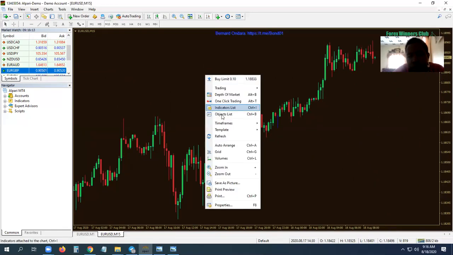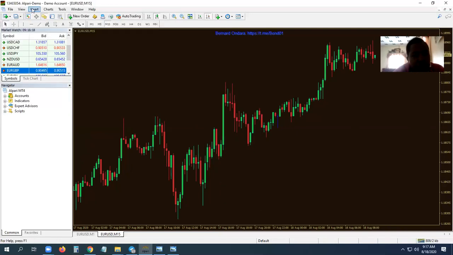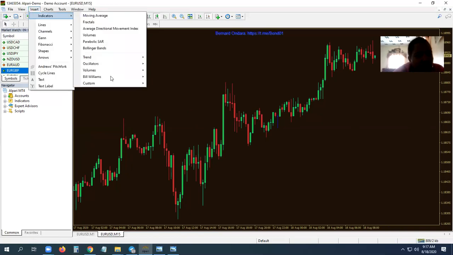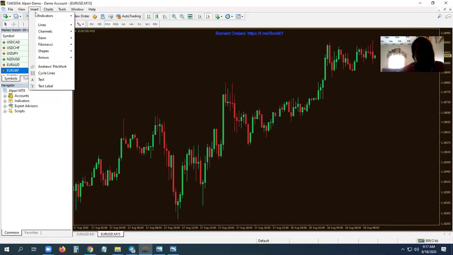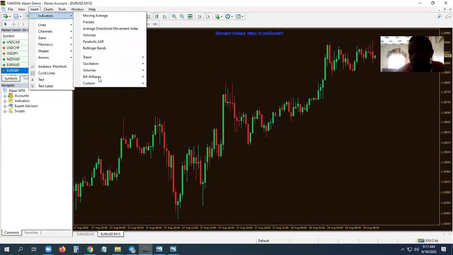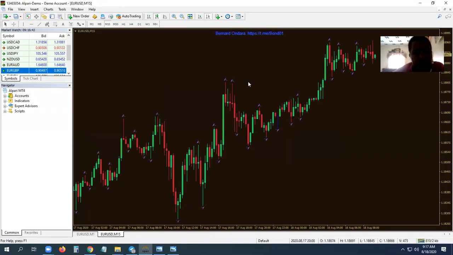Now, I will give you another way of drawing support and resistance. You use fractals. Insert, indicators, Bill Williams, fractals. Oh, you follow the procedure. So add those dots you are seeing on the chart. Okay? I guess you have seen this before.